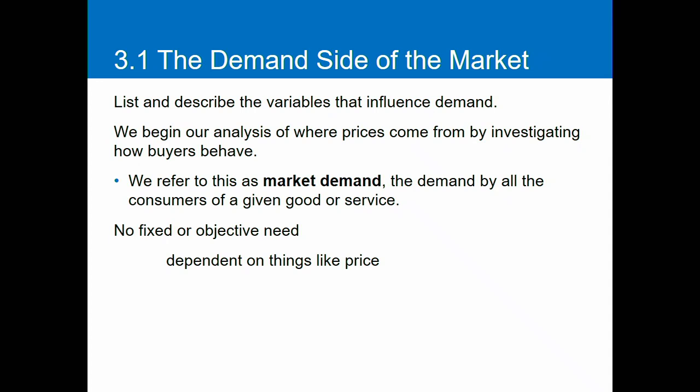Now there's no fixed or objective need by consumers. How much they want to buy, or whether they want to buy, is determined by things like price and by the price of other goods. As the price becomes cheaper for something, people want more of it. They're willing to buy more of it. So there's no fixed subjective need where they want this much. If the price goes down, they'll want even more.